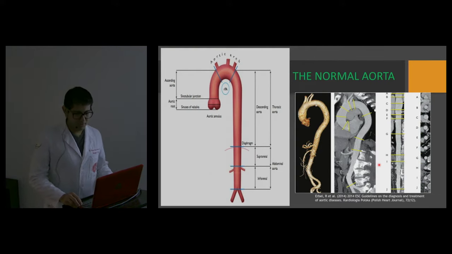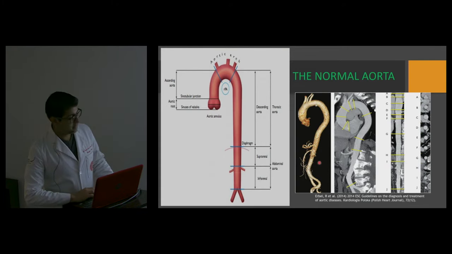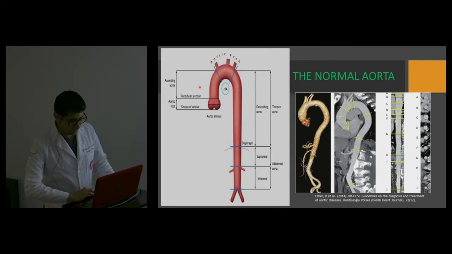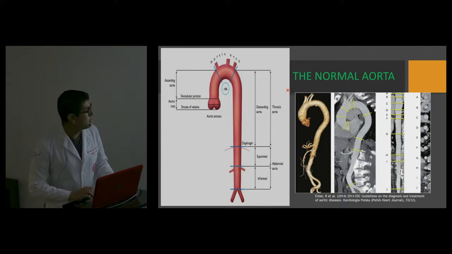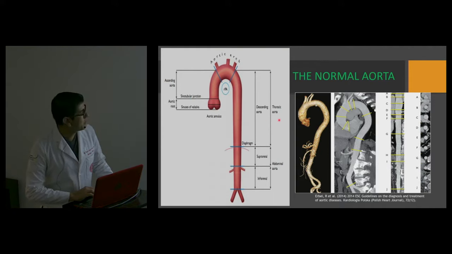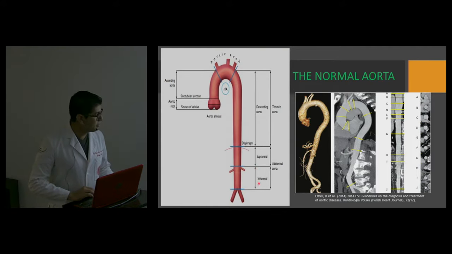Okay, the normal aorta has different segments. In this picture, they are represented as the ascending aorta, which includes the aortic root, then the aortic arch, and then the descending aorta. The descending aorta is divided by the diagram into thoracic aorta and abdominal aorta. The abdominal aorta has suprarenal and infrarenal divisions made from the renal arteries.